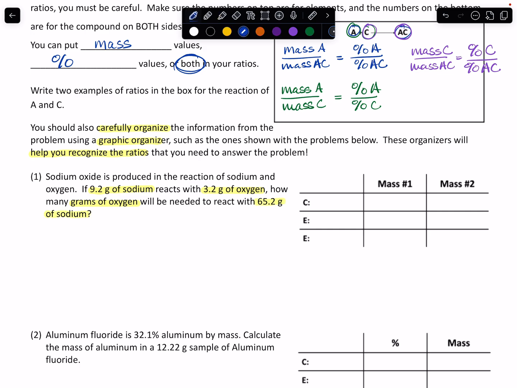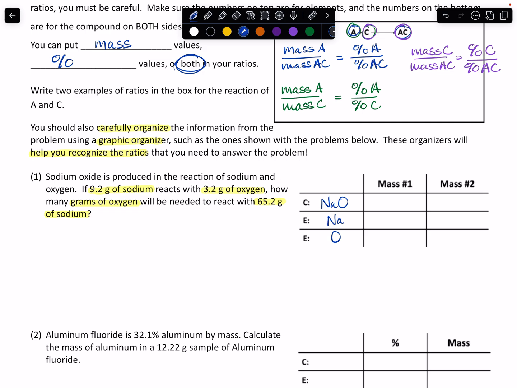All right, so for this organizer, I always set up the rows. The first row for me is always the compound. All right, so in this case, it's some compound between sodium and oxygen. I'll just write a general formula. All right, and then my element rows are next. So one element is sodium and the other element is oxygen. Now for this problem, I have a bunch of mass. I don't have any percentages, so I make one column mass 1, the other column mass 2, and then I'm going to fill them in.